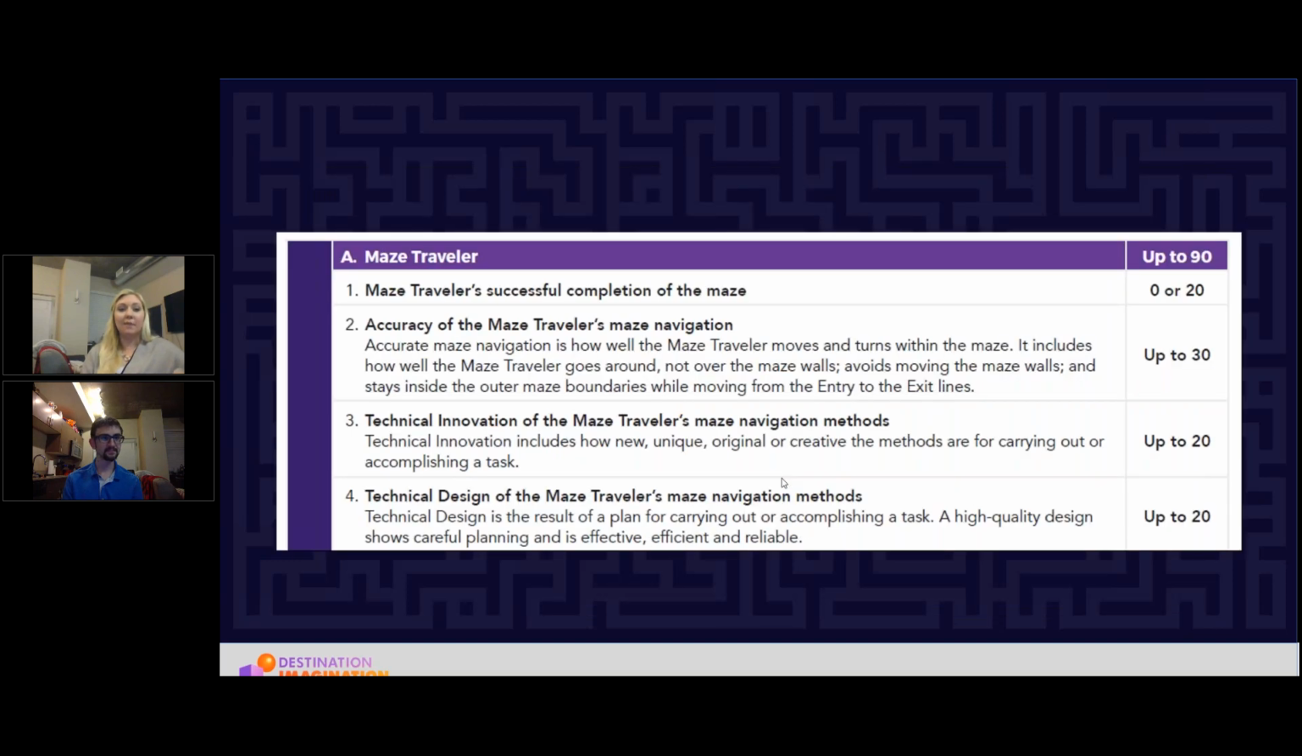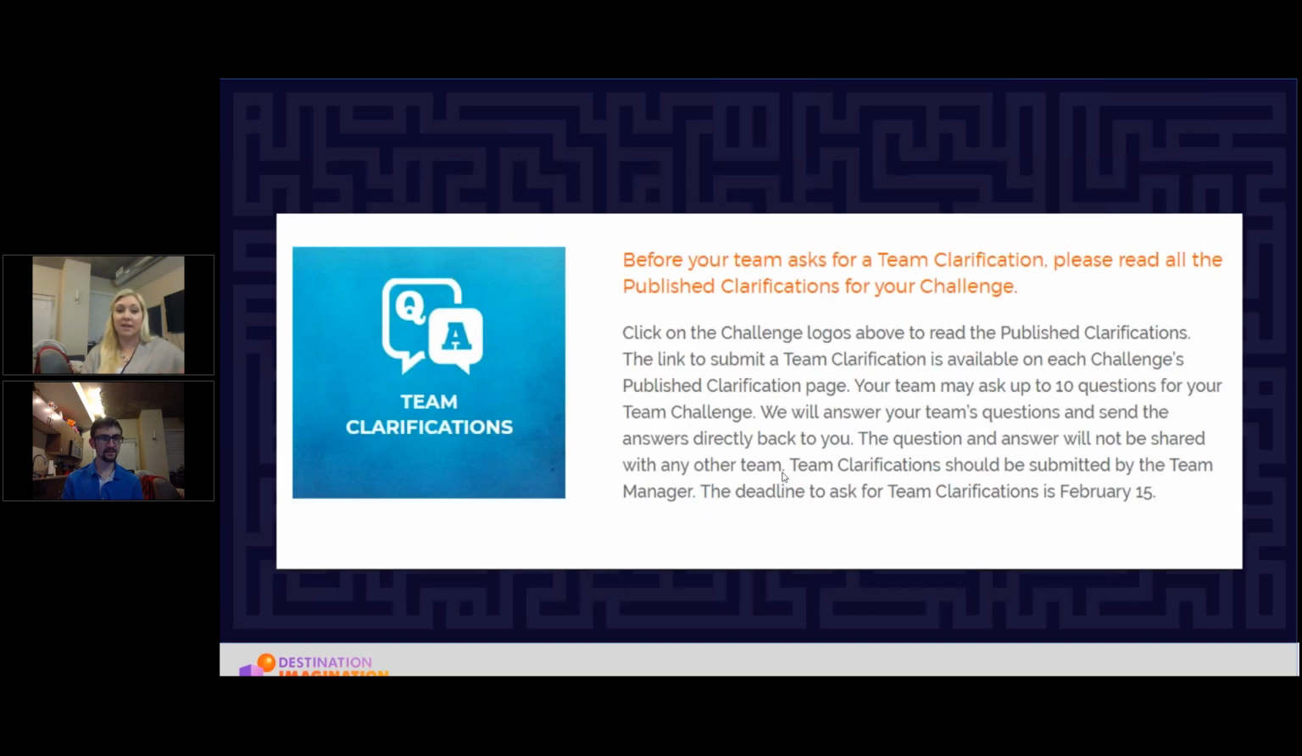And then the other type of clarification is a private clarification. This is a team clarification. What this means is you as a team manager and your team can sit down and submit a clarification. And sometimes it reveals what your team is thinking for a solution, and you don't want the entire world to know what your solution is. That's why these are private.